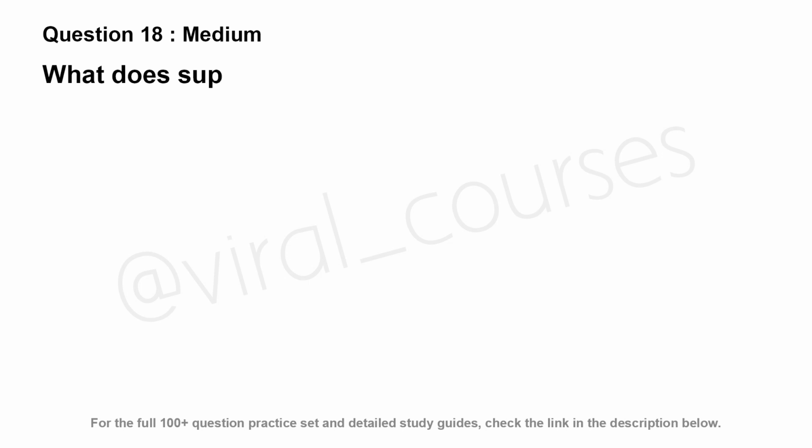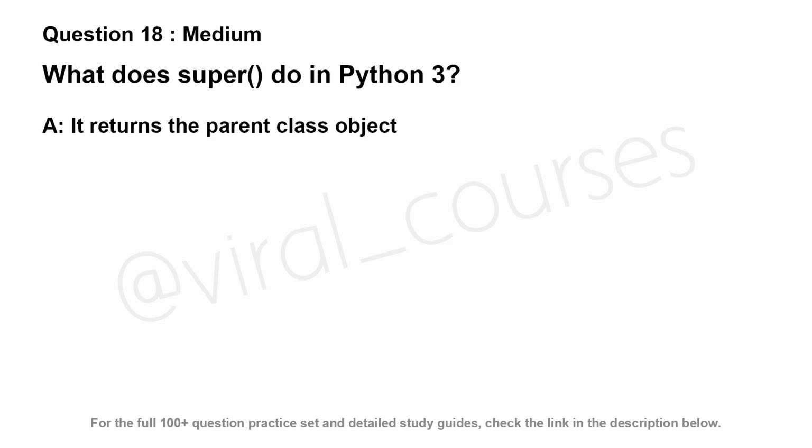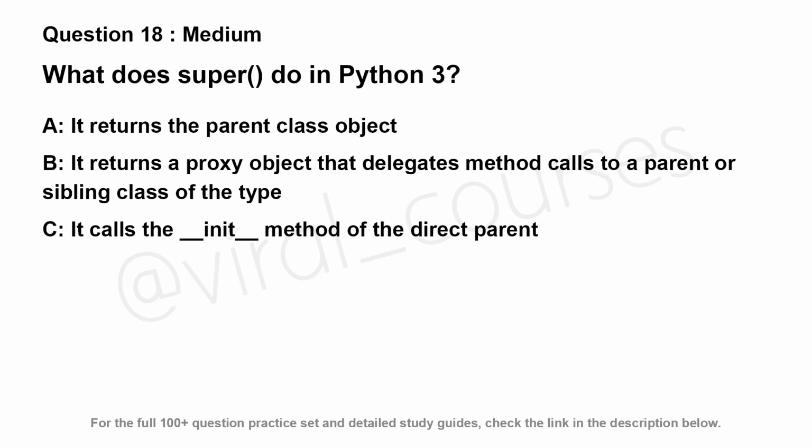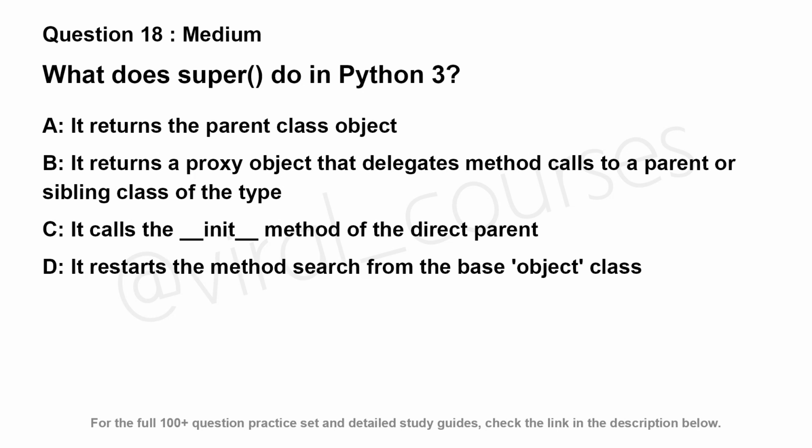What does super do in Python 3? Option A. It returns the parent class object. Option B. It returns a proxy object that delegates method calls to a parent or sibling class of the type. Option C. It calls the __init__ method of the direct parent. Option D. It restarts the method search from the base object class.